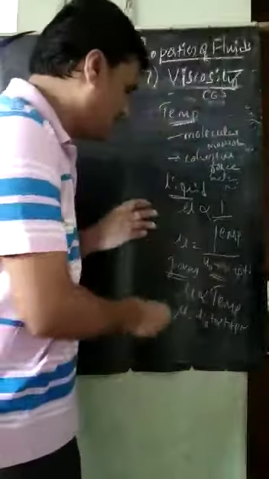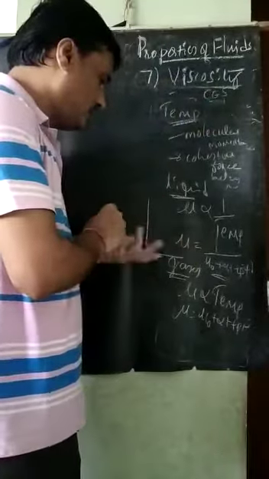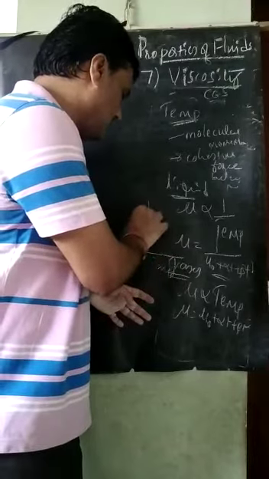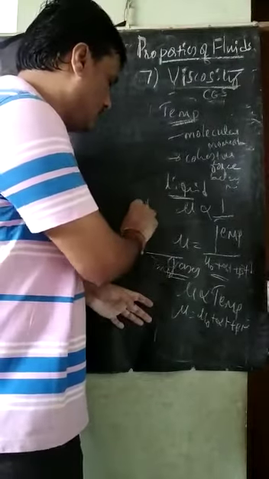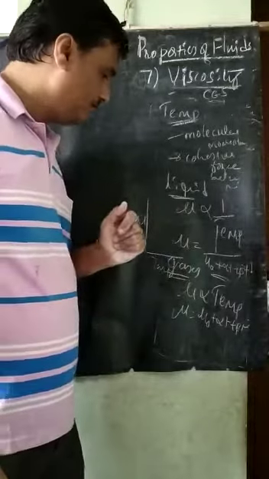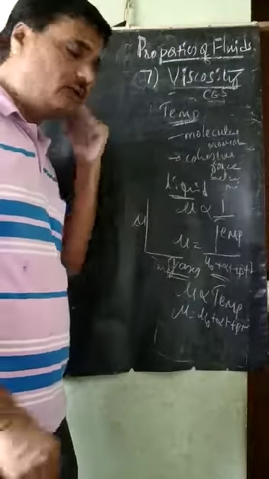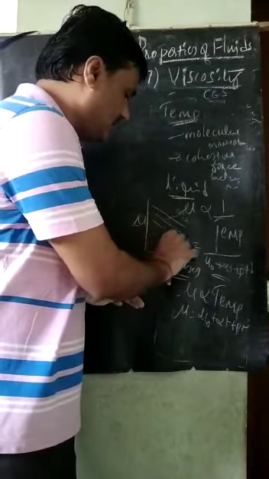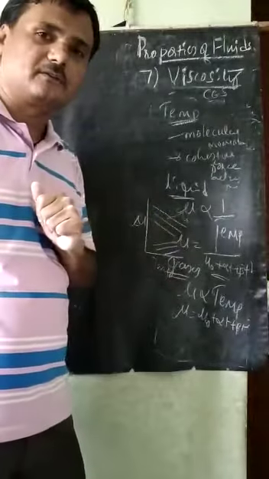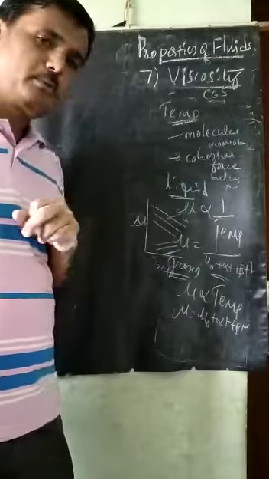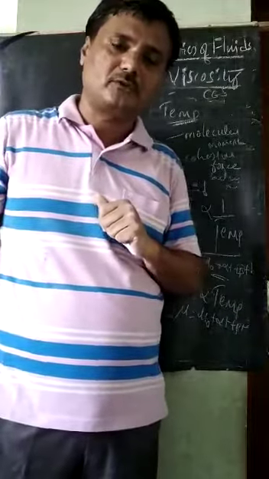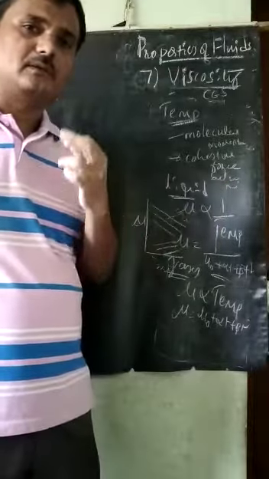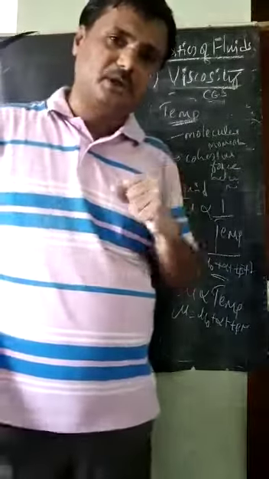Now let us see the nature of the graph if I take the temperature on the x-axis and mu, the viscosity, on the y-axis. This kind of graph we can observe in liquids, and this kind of graph we can observe in the case of gases. It means that temperature and viscosity are inversely proportional in the case of liquids, and directly proportional in the case of gases. So this is about the temperature.